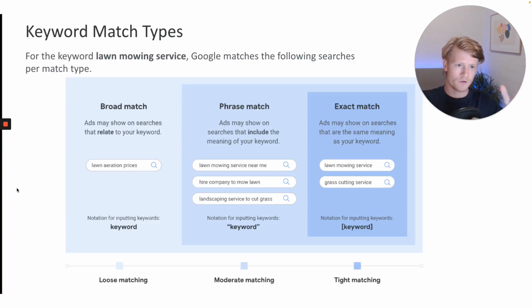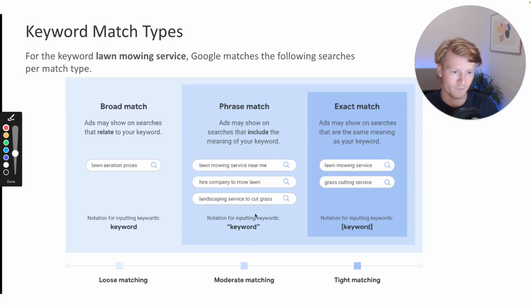That's the purpose of phrase match. It's connecting the user's intent with your keyword and with your ad. So the way to input that is by putting quotation marks around your keyword. So that would be lawn mowing service with these quotation marks, just like that. And that is essentially a phrase match keyword.